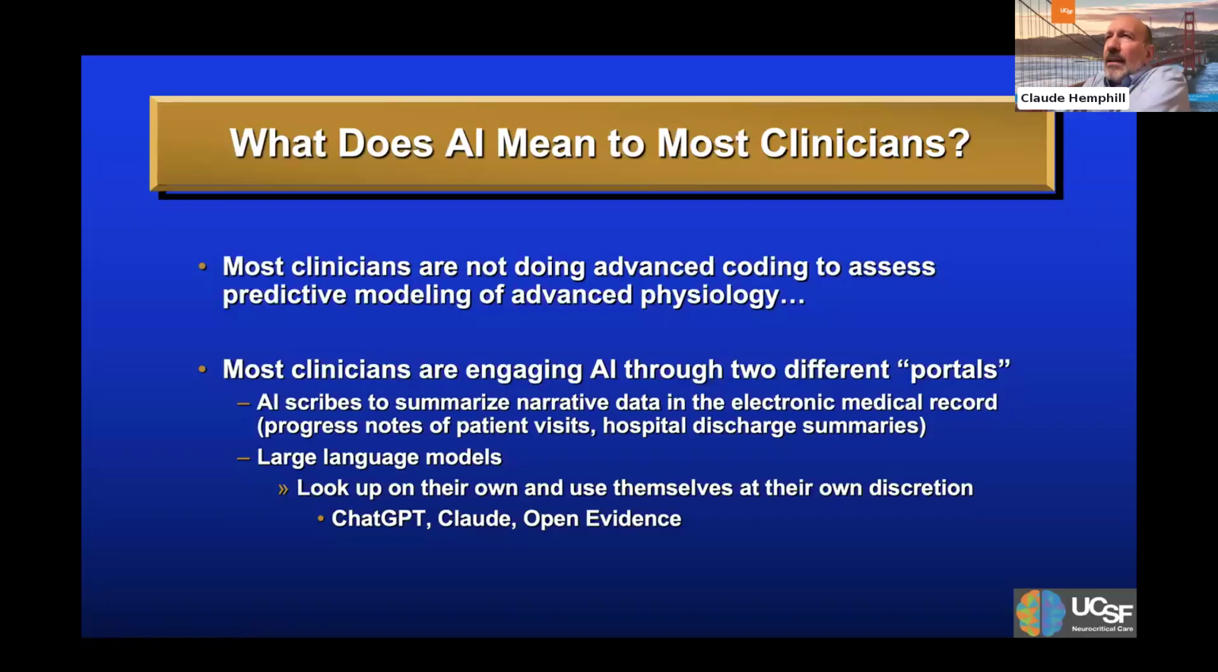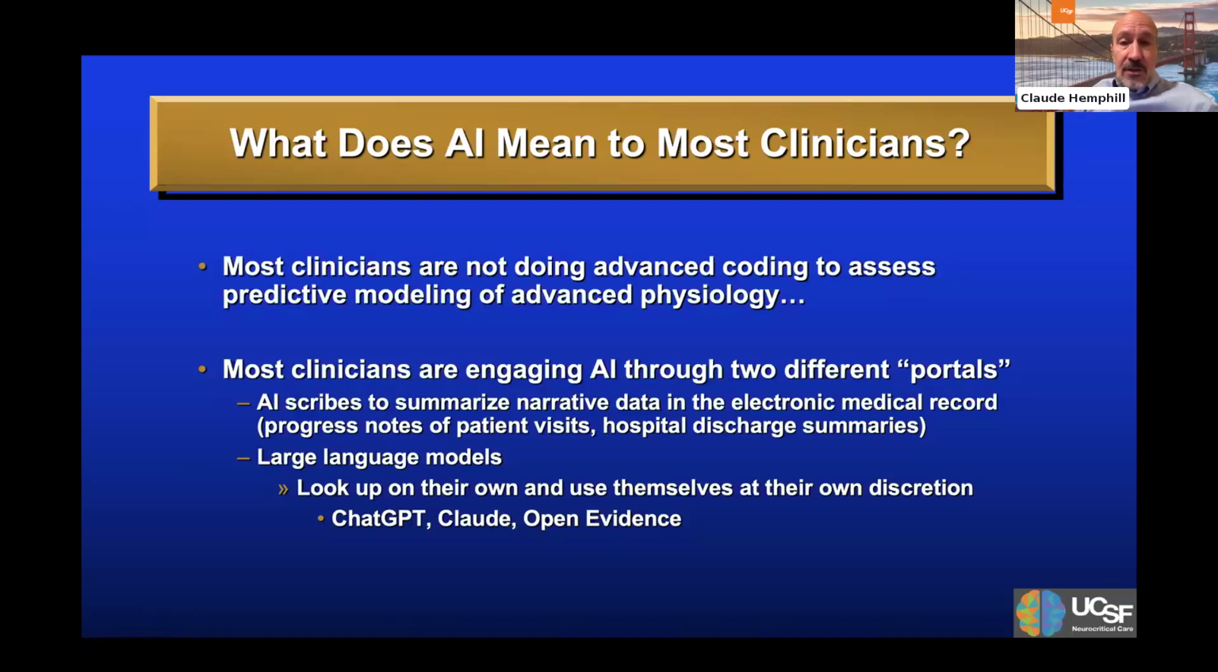So it really got me thinking, what does AI mean to most clinicians? The fact is, most treating clinicians are going to be utilizing AI and exposed to AI, but they're not doing the advanced coding to assess predictive modeling of advanced physiology. They may not even be thinking in a detailed way, although they should, about explainability and the data sets from which the information is derived, when we're even thinking about the EEG and imaging data.